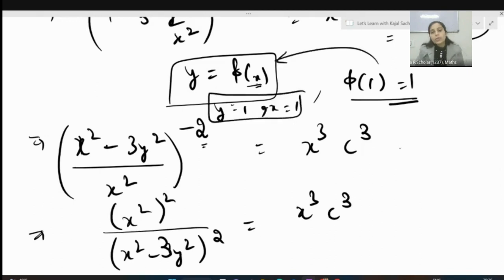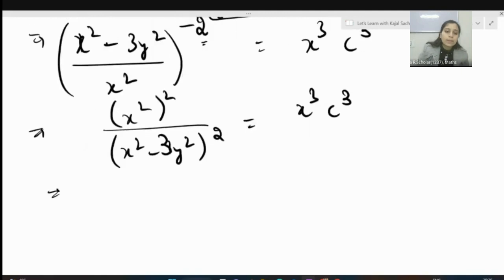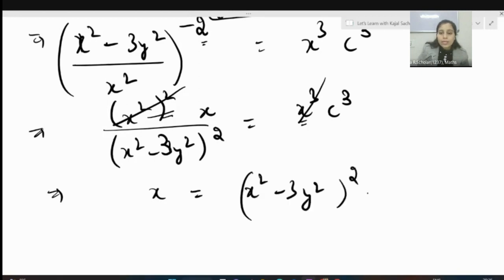Phi 1 is equal to 1 means y at 1 is equal to 1. So when x is equal to 1, y is equal to 1. So substituting this, firstly we can cancel here x raised to power 4, here x raised to power cube. So from cube to 4 cancel and remaining x. So x is equal to x square minus 3y square whole square into c cube. Here we get this. Now substituting y1 at x is equal to 1.